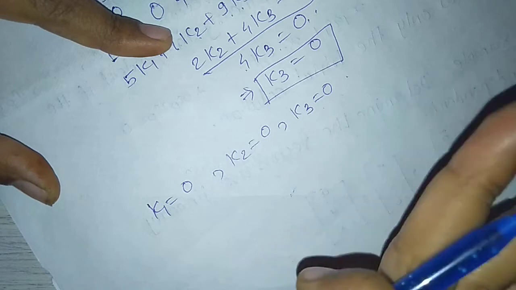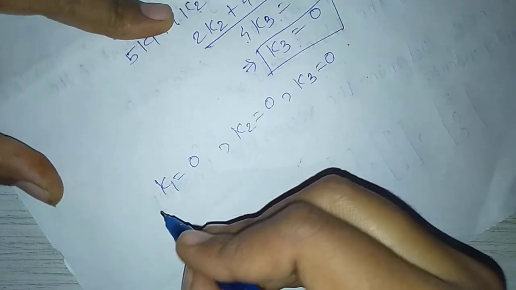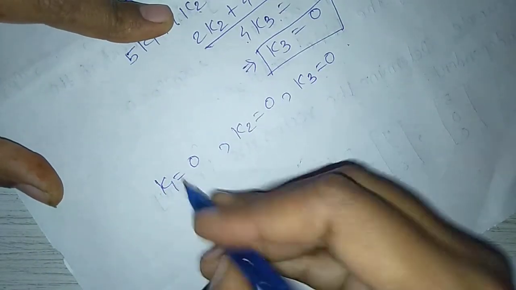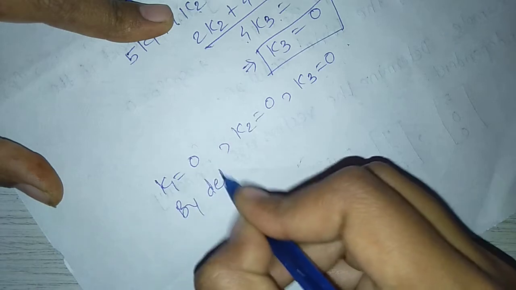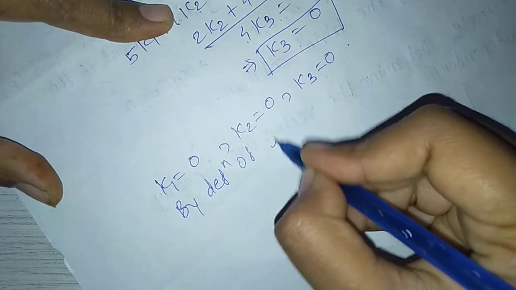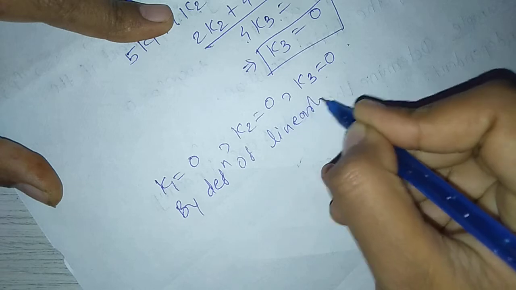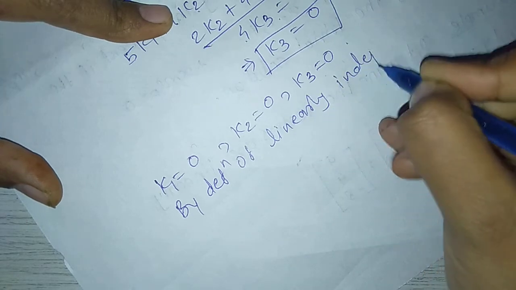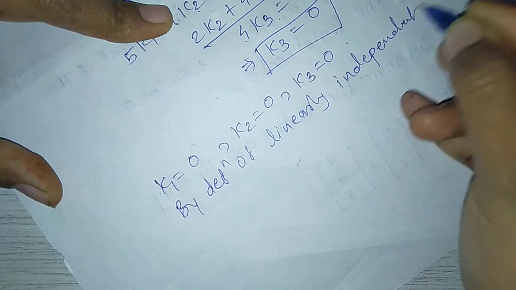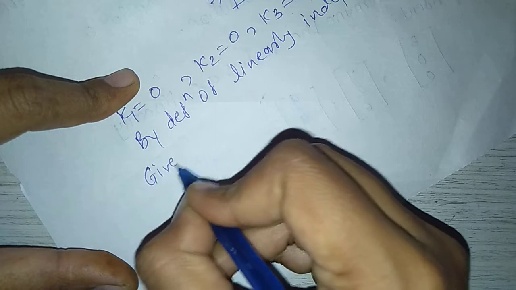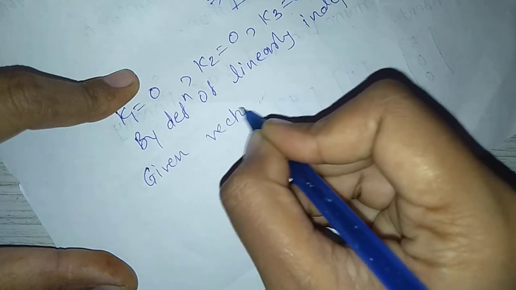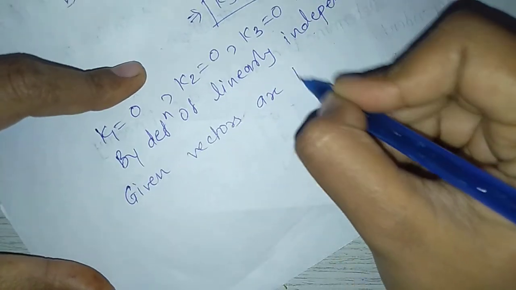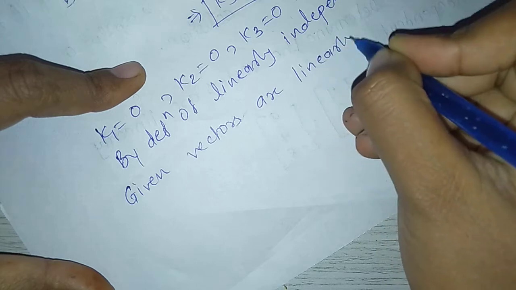All constants are 0. So by the definition of linearly independent set, the given vectors are linearly independent.